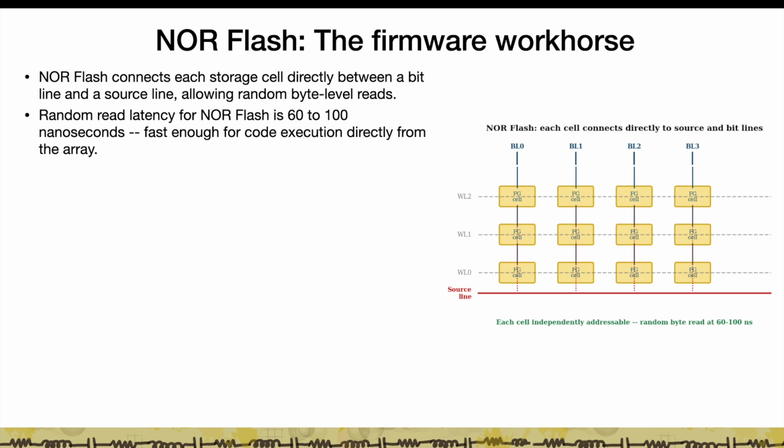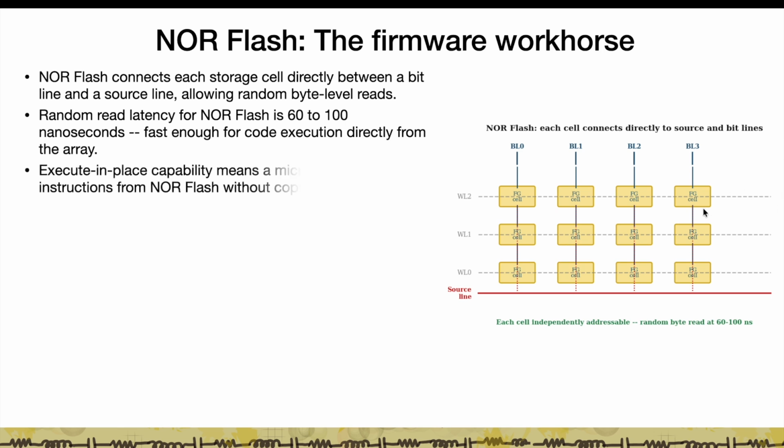A microcontroller executing firmware needs to be able to fetch any instruction at any address, in any order, at high speed. It needs what engineers call execute-in-place capability. The processor can run code directly from the flash array without first copying it into a separate RAM. That requires random, byte-addressable reads at speeds close to what the processor expects.